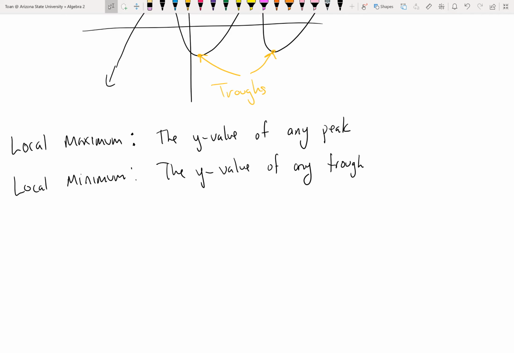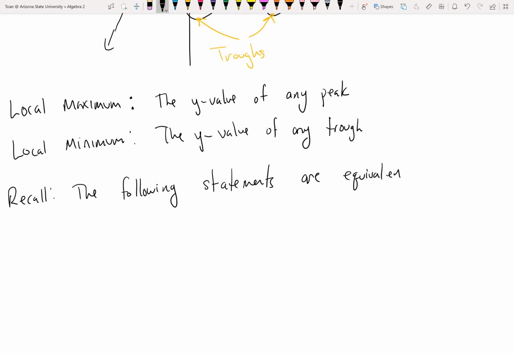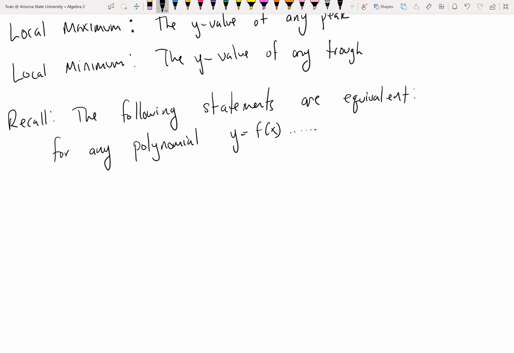In addition to knowing end behavior, in order to sketch pretty decent, accurate pictures, we have to remember a couple of true statements. Recall, the following statements are equivalent. For any polynomial, y equals f of x. Statement number one. Actually, I'll use a bullet point because there is no particular order to these statements.